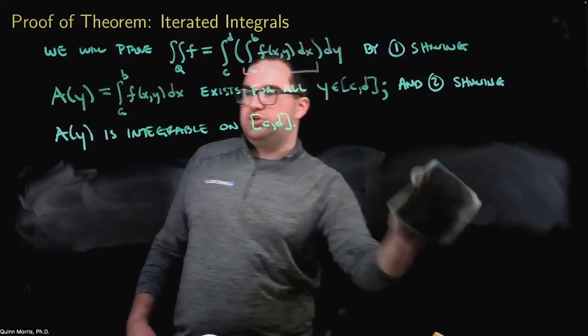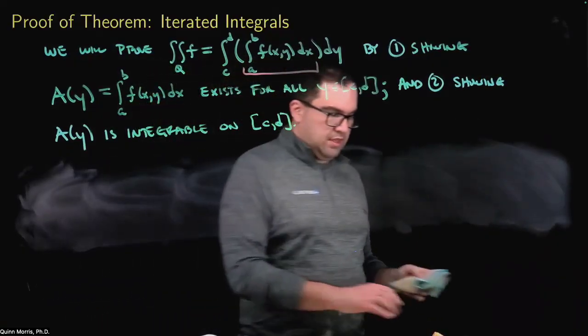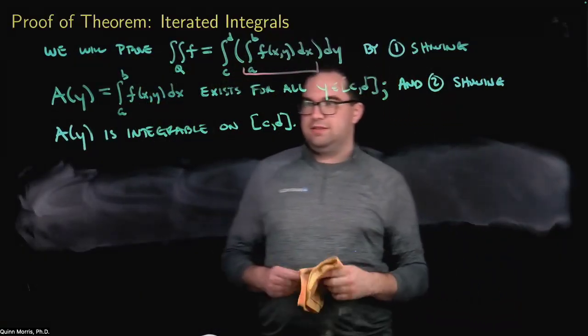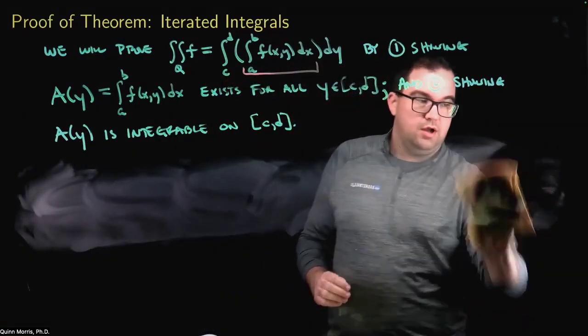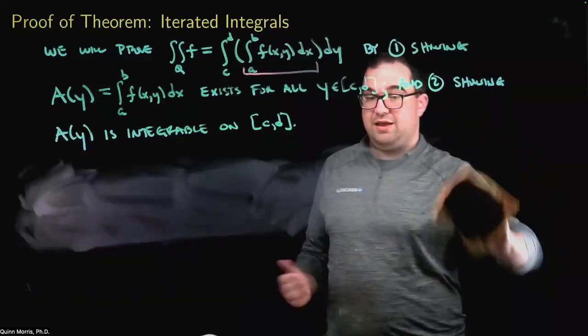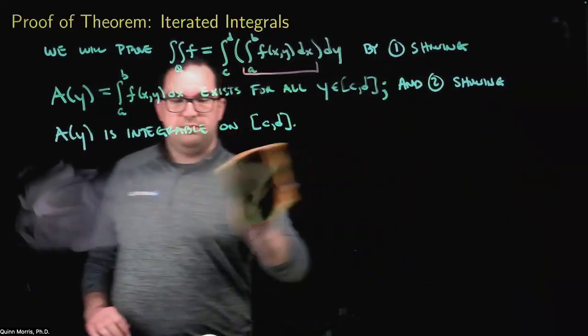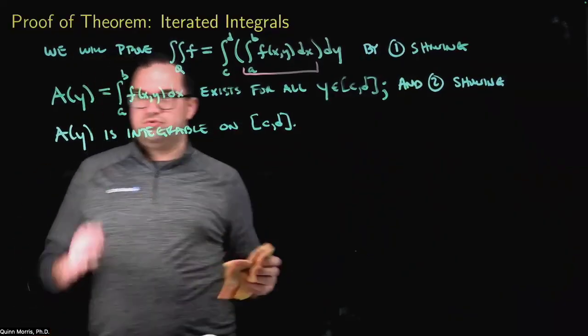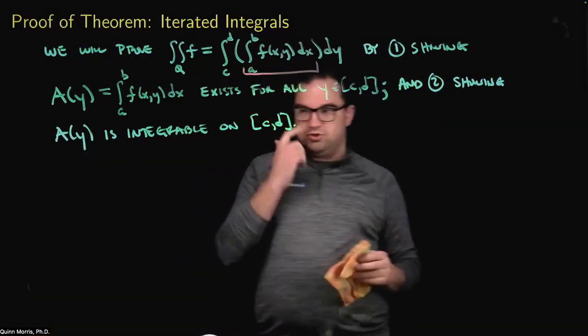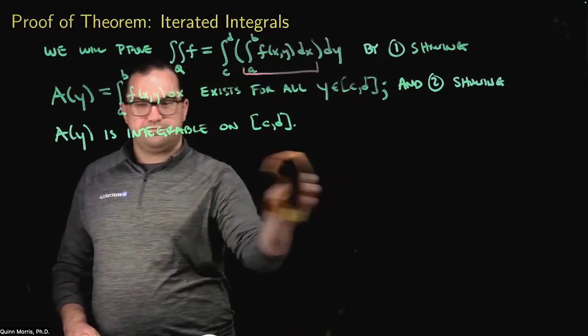Now, in this part, I want to show that a of y is integrable. But what's a good way to show that this function of one variable, a of y, is integrable? A good way would be to show that this function a of y is continuous. Now, unfortunately, a of y is not like the restriction of some higher dimensional function, so we can't just quickly apply some theorem here.